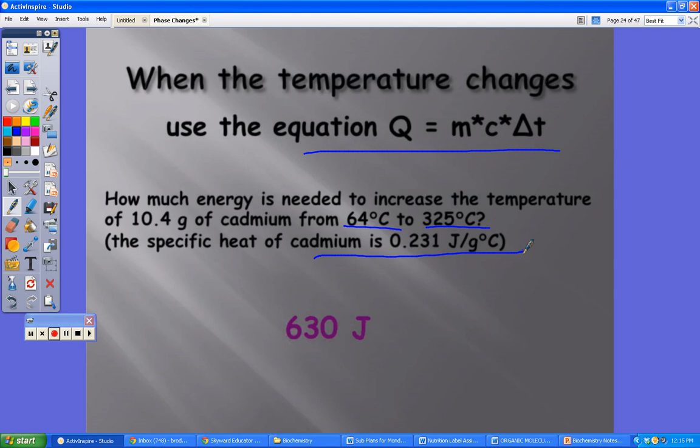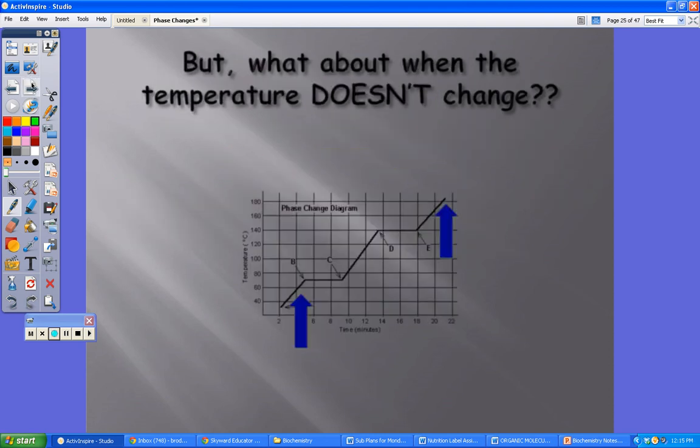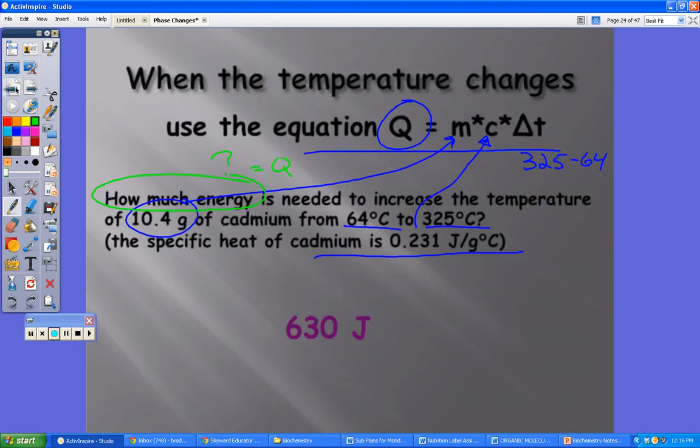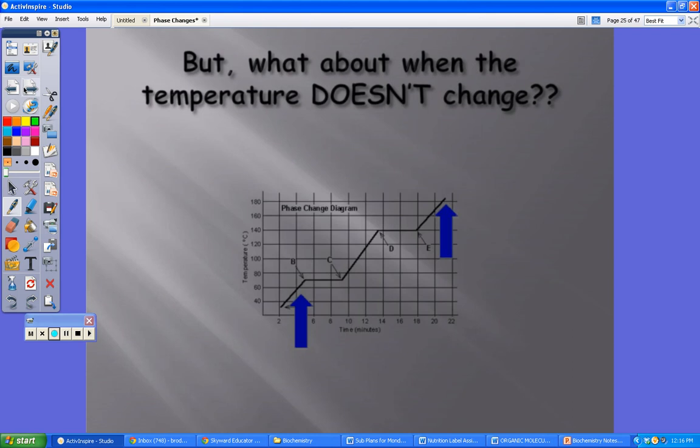So this is pretty simple. Take the grams, put those in for the mass. Take the change in temperature, 325 minus 64. And then take the specific heat and put that in for C, and you're solving for Q. You know you're solving for Q because the question's asking for how much energy. So solving for Q, the result of that is 630 joules here at the bottom.